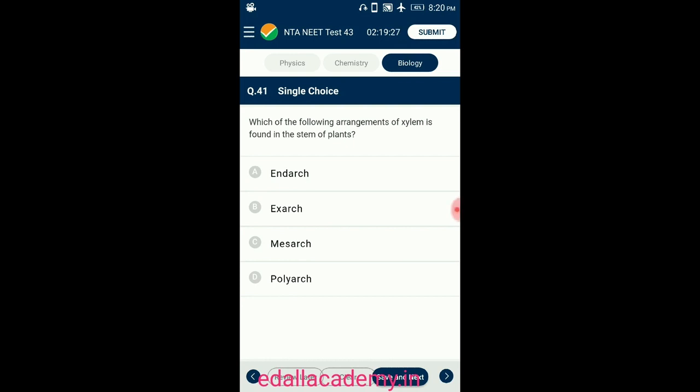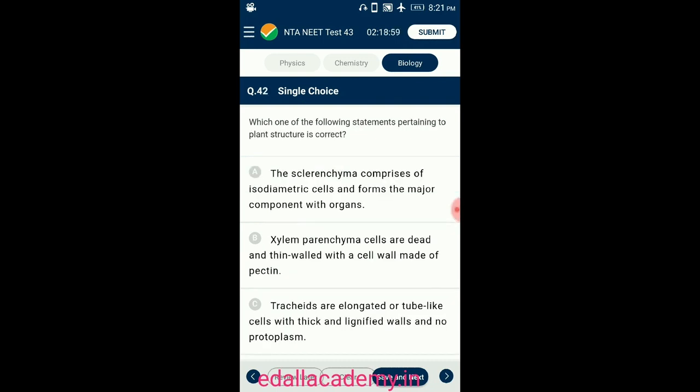Question number 41. Which of the arrangements of xylem is found in the stem of plants? The stem shows endarch arrangement of xylem. In the endarch condition, the protoxylem is present toward the center and the metaxylem is present towards the periphery. Roots show exarch arrangement in which protoxylem lies towards the periphery and the metaxylem lies towards the center. So the answer for this question is option A, endarch. Question number 42. Which of the following statements pertaining to plant structure is correct?